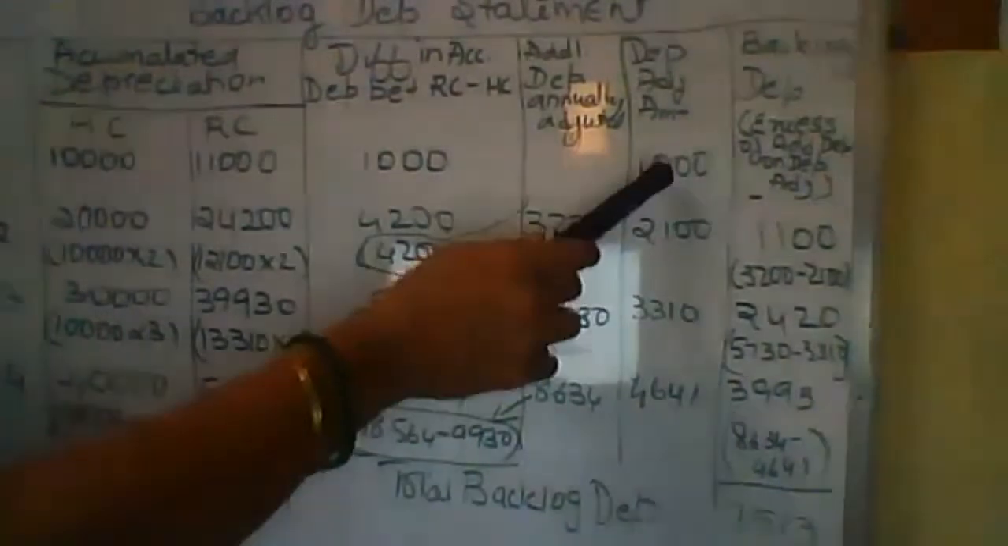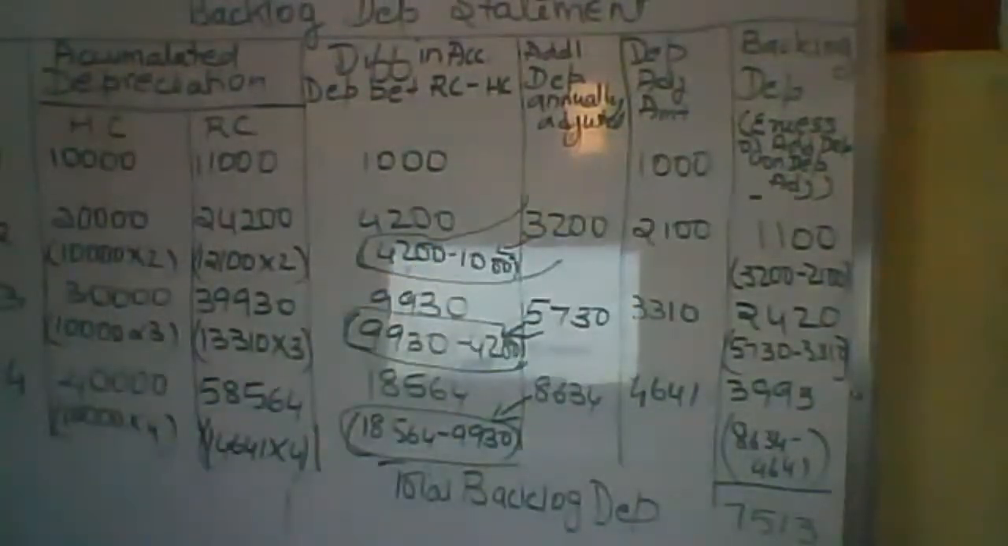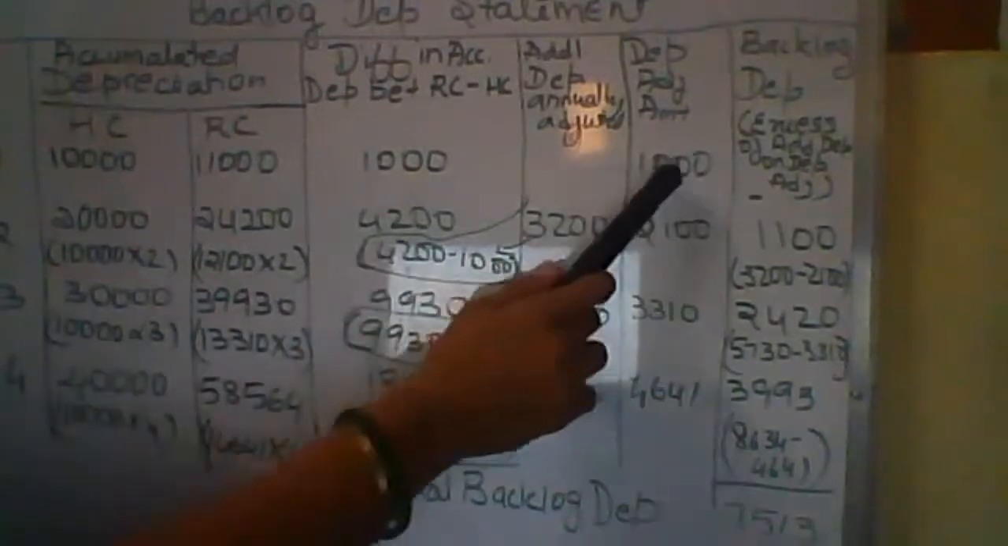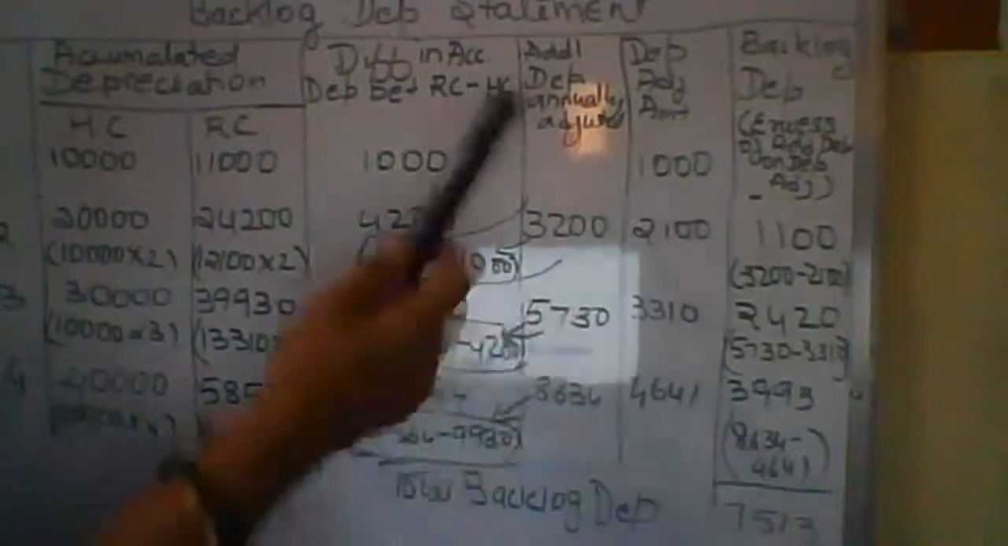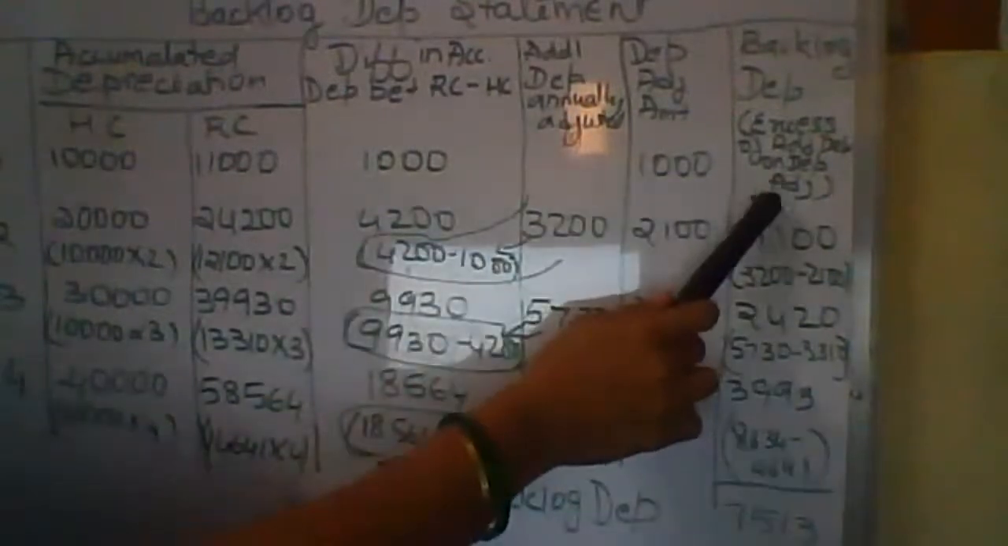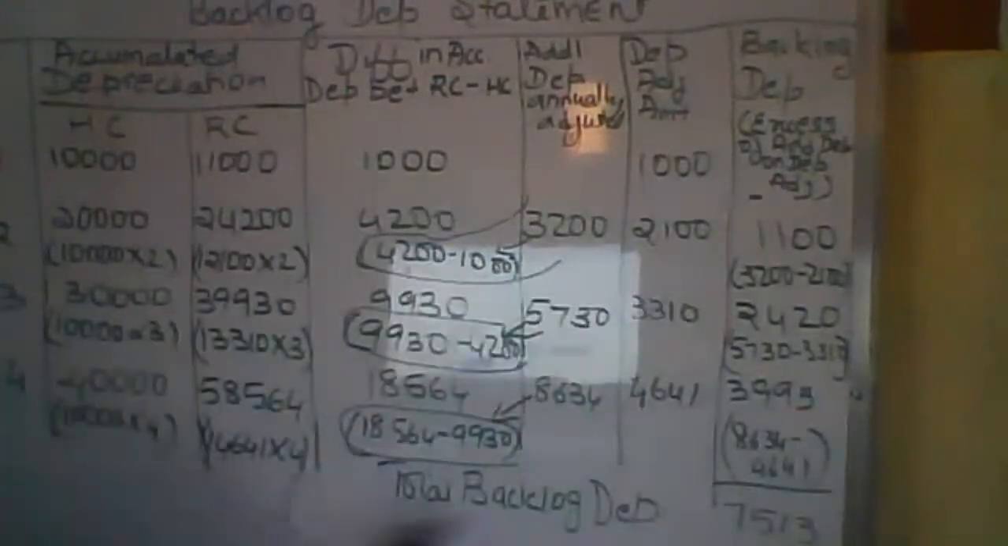But already I have made certain depreciation adjustment on inflation. That amount I should minus. Otherwise what would happen is I would have duplications. Many times I would be making mistakes there. So already adjusted amount, how much? 1,000. Is there any excess amount yet to be adjusted? Nothing. So in the first year, nil is my backlog depreciation.